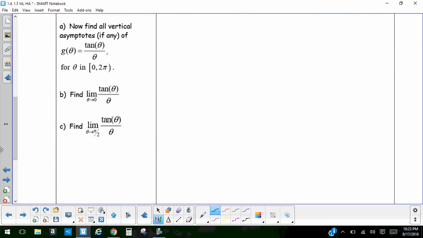This next question is again with trig. Tangent theta over theta, and I want to find any vertical asymptotes. All right, if I'm dealing with vertical asymptotes, let's go to sines and cosines. So g of theta is equal to sine of theta over cosine of theta. But then I had this theta that was already in the problem in the denominator. So I'm going to put it in front because we'll typically do that. The little pieces we'll put in front.